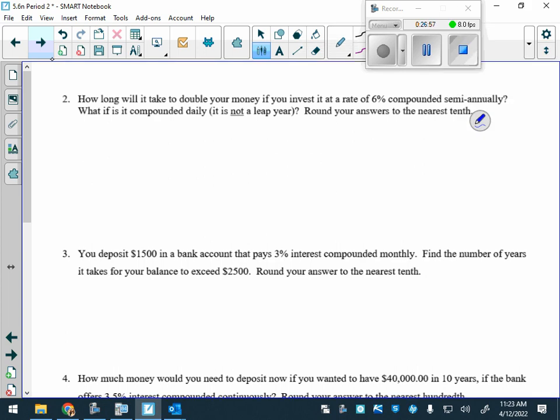Two separate things going on here. How long will it take to double your money if you invest it at a rate of 6% compounded semi-annually? What if it's compounded daily? Okay. What did they not give us? The amount of money you originally have. So what is the smallest dollar amount we could deposit?